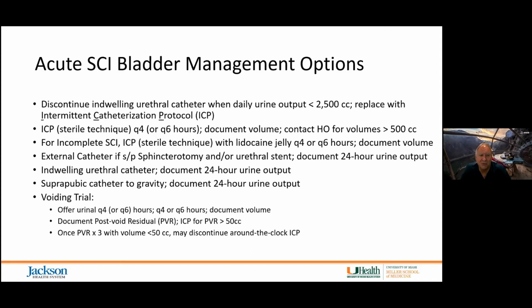So for incomplete spinal cord injury, the intermittent catheterization protocol should be administered with lidocaine jelly and then document the volumes. I will sometimes use an external catheter. So for example, if somebody has a sphincterotomy and or a urethral stent, that's okay with me. We can use an external catheter, a condom catheter, if you will, and then document. Then what I want to know is the 24-hour urine output. For an indwelling urethral catheter, I want to know the 24-hour urine output. I'm looking for something under 2,500 cc's.